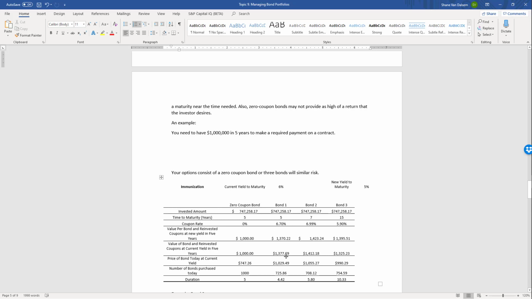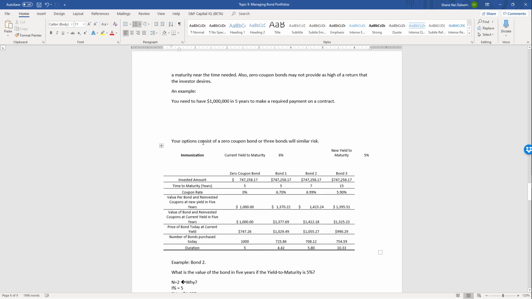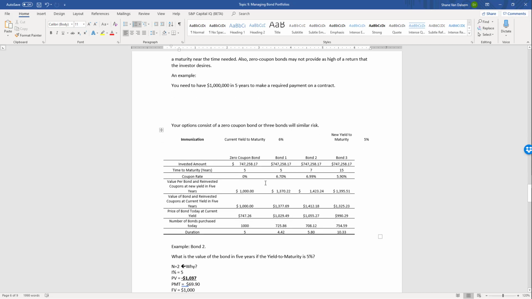I've worked a few of these by hand to show you how it works. So the example here is that you need to have $1 million in 5 years to make a required payment on a contract. Your options consist of a zero coupon bond, so you could buy this bond today, this first one, zero coupon bond.